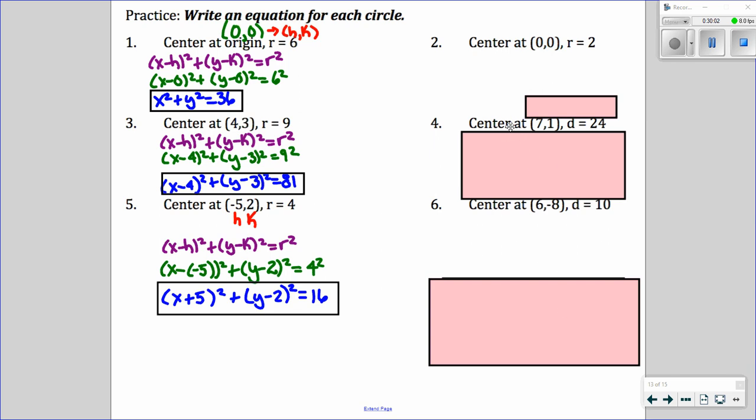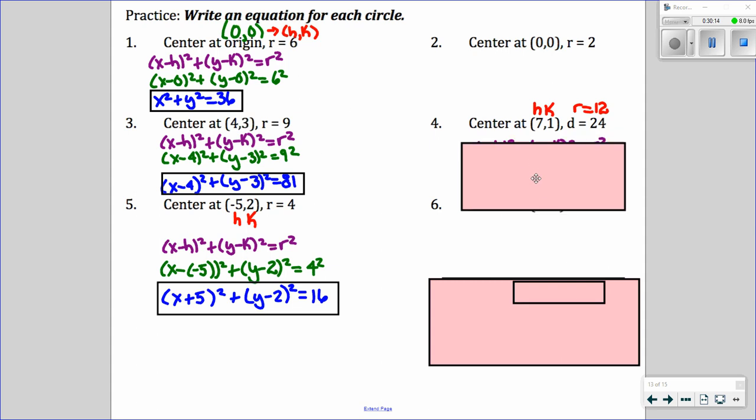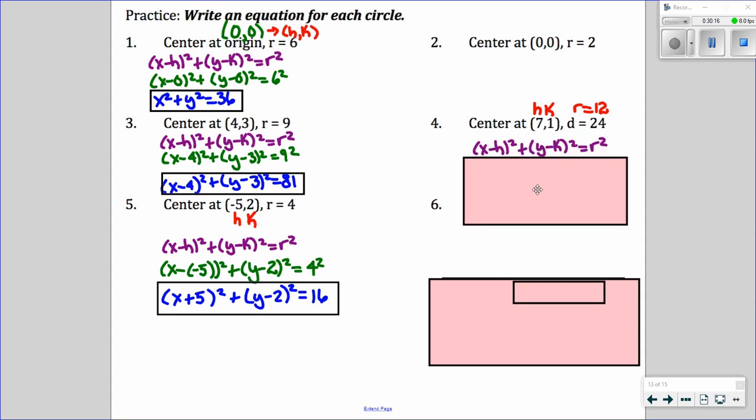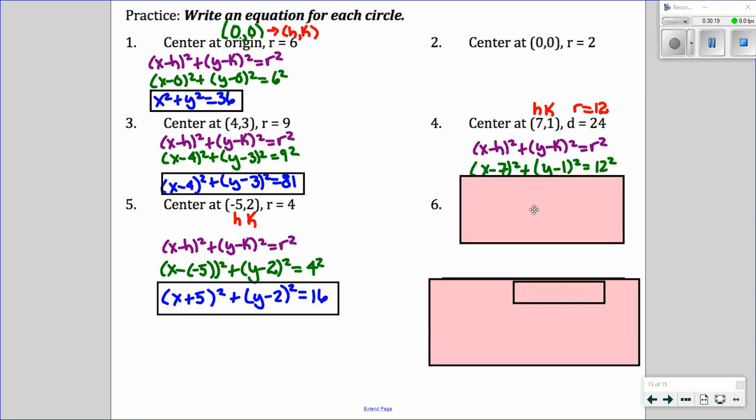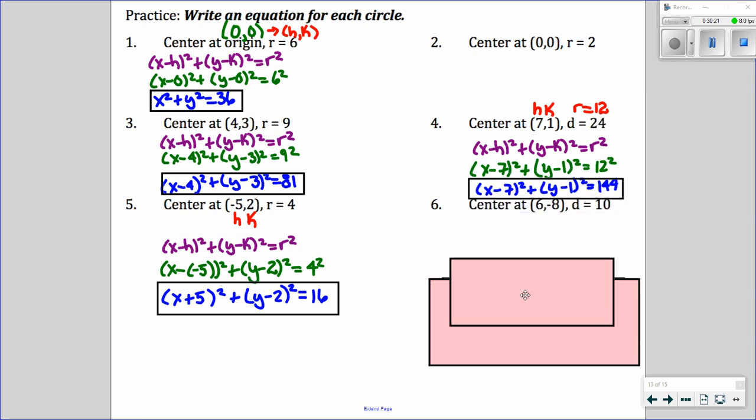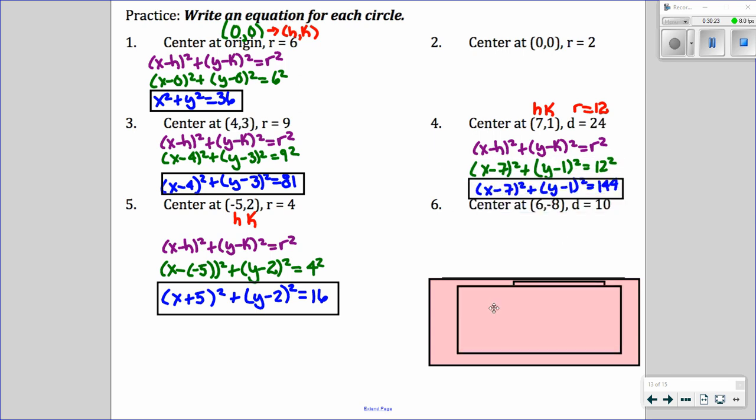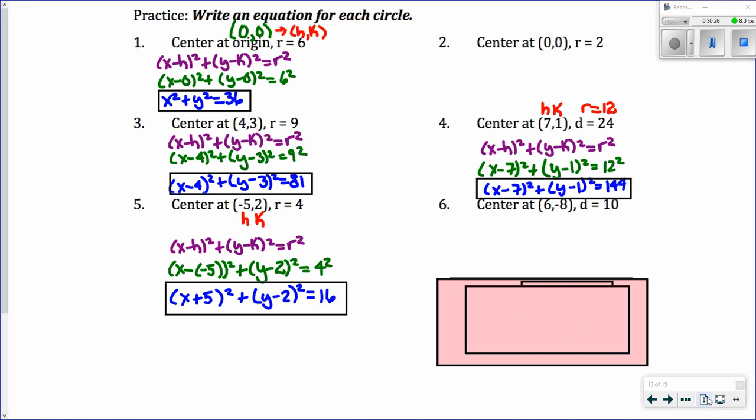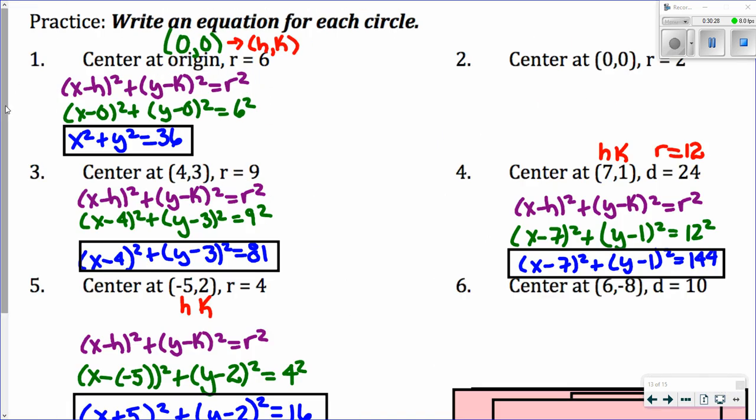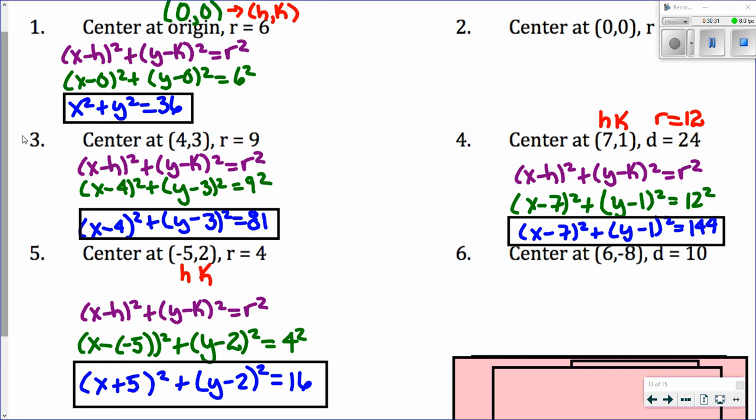Now, they gave you a center, and they gave you a diameter. So for the diameter, you do half, you get 12 for your radius, and your center, H, K. Same thing, you use the formula, the equation I should say, plug in the information, simplify, and there's your equation. So let me see if I can make this bigger. Because you need practice to get the hang of this.